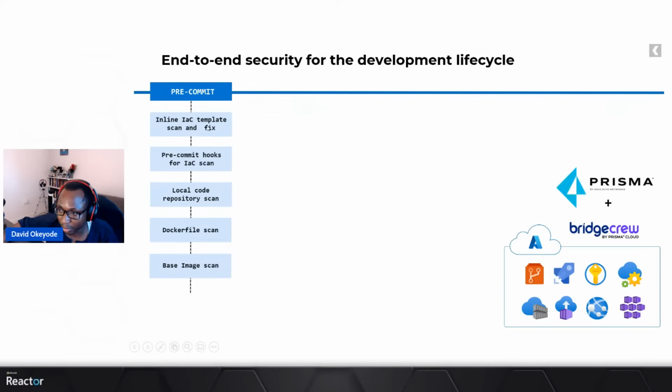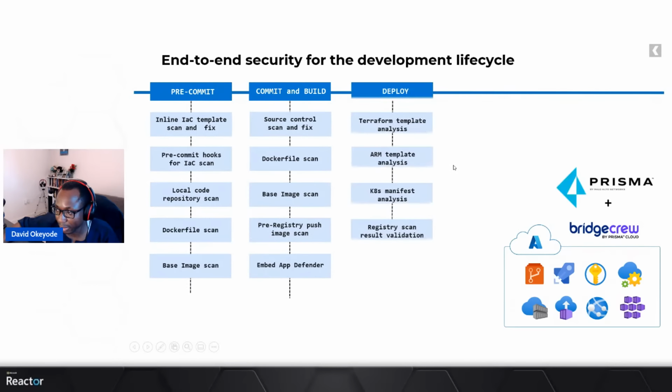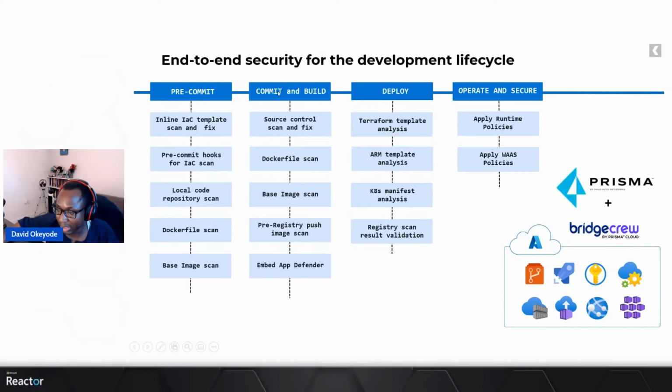I have this pipeline broken into 4 stages: a pre-commit stage, a commit and build stage, a deploy stage, and an operate and secure stage. And here are all the checks that I've added in this pipeline. I'm using a combination of Prisma Cloud and Bridgecrew for some of the capabilities, but everything is running on the Azure DevOps platform.